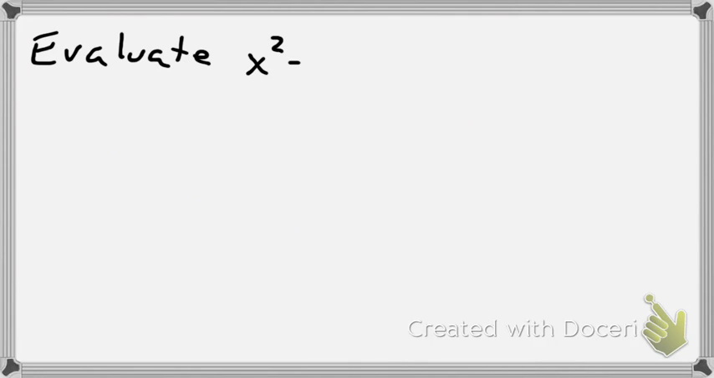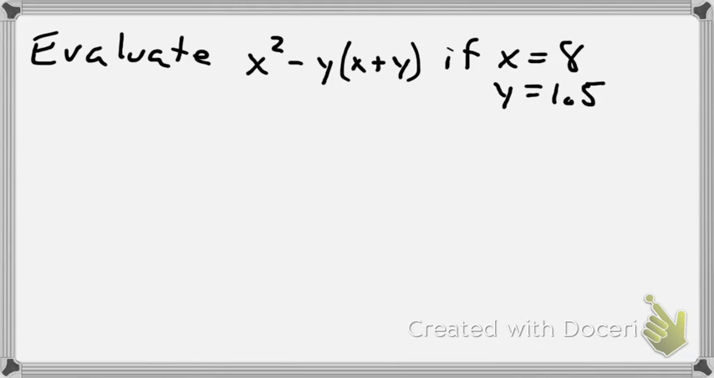Okay, let's try another one. Same idea, only this time I'm going to put in a decimal. y is equal to 1.5. x squared minus y times the quantity x plus y, if x is 8 and y is 1.5.